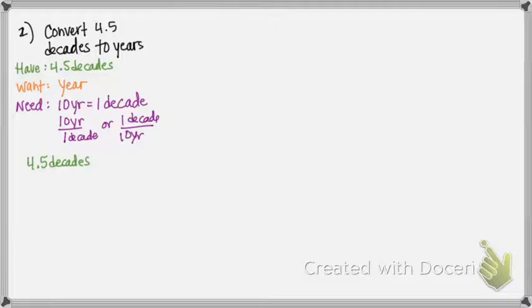Now I need to create a fraction out of that, so I'm going to give them a denominator of 1. And we're going to put my label in that I want, which is years. So I want to get rid of decades and I want to get the years. So the years have to be on top, so I'm going to use that first fraction for this one. So 10 years. So notice the label here is the label I want. So 10 years, 1 decade.